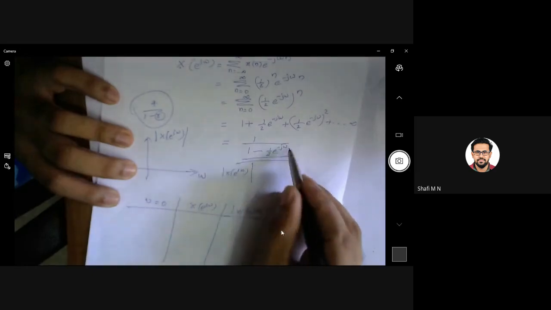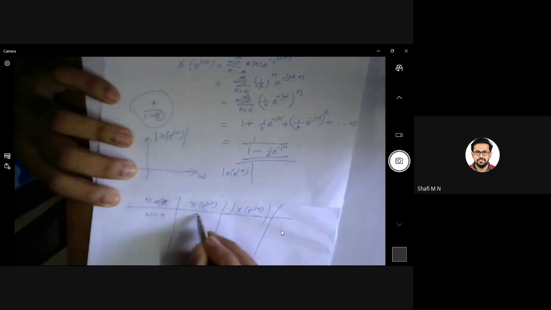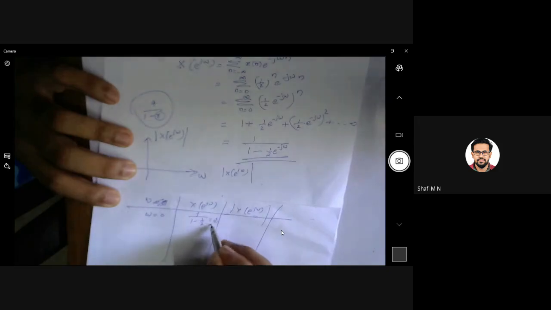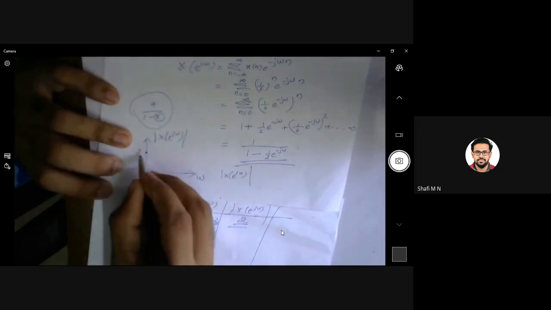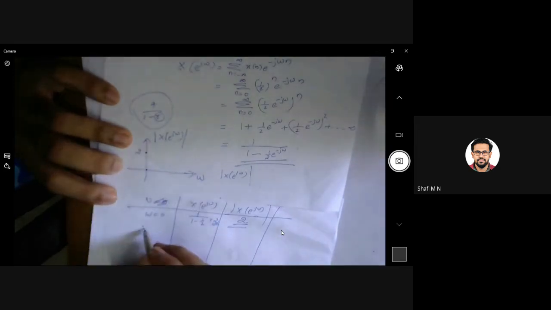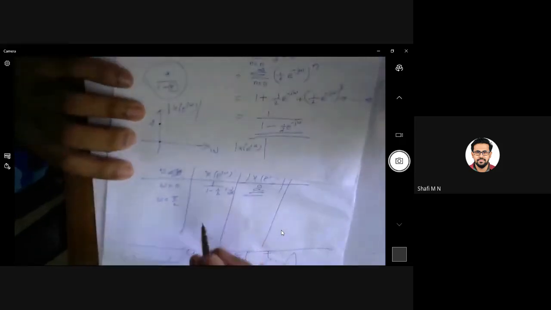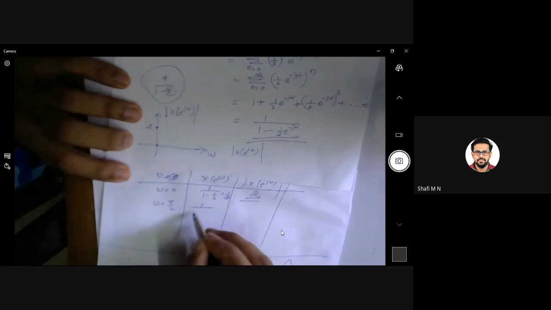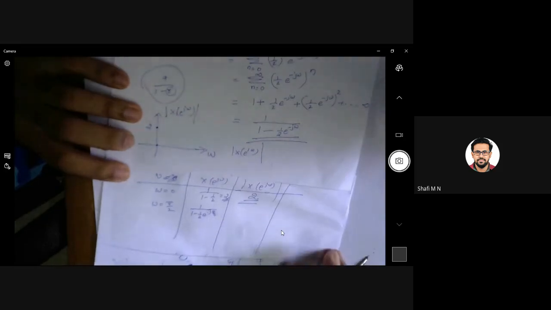When omega equal to 0, what will this equation be? E raised to 0 will be 1. So this will be 1 by 1 minus 1 by 2, which is 2. Modulus of 2 is 2. So when omega equal to 0, my amplitude is 2. Now substitute omega equal to pi by 2. So this will be 1 by 1 minus 1 by 2 e raised to minus j pi by 2. What is the value of e raised to minus j pi by 2?